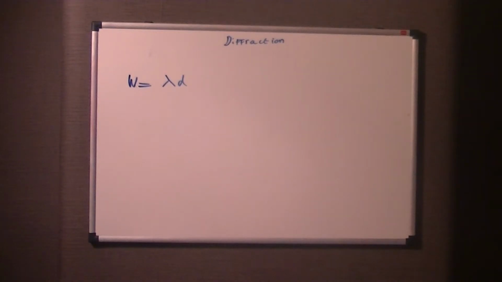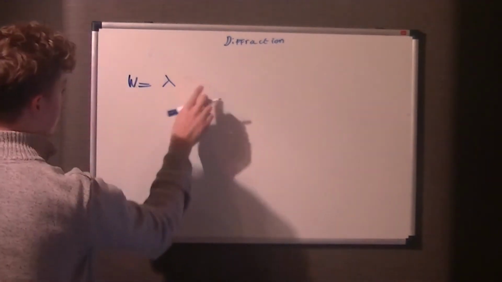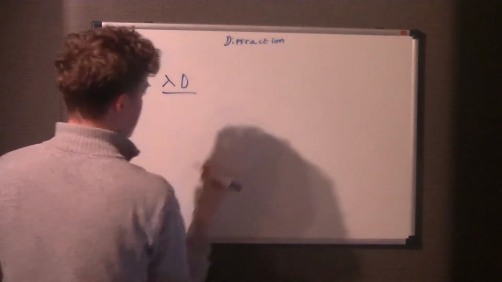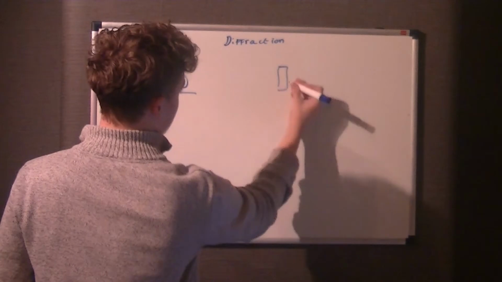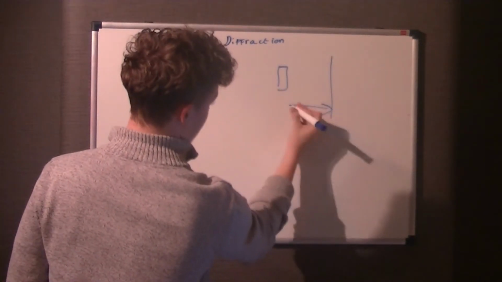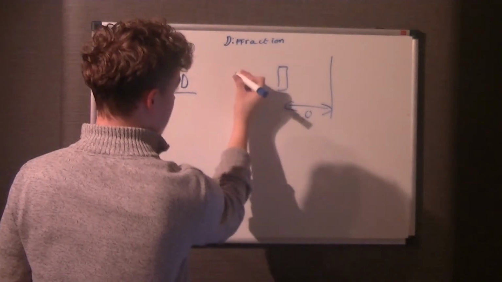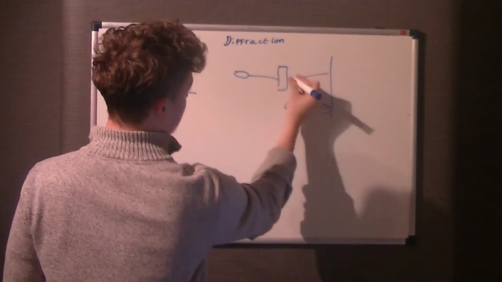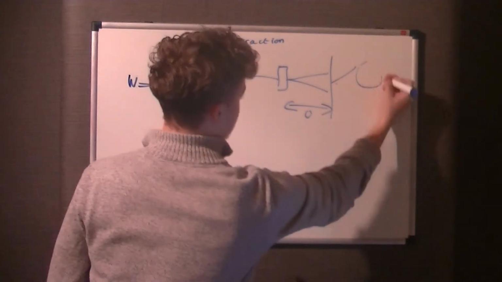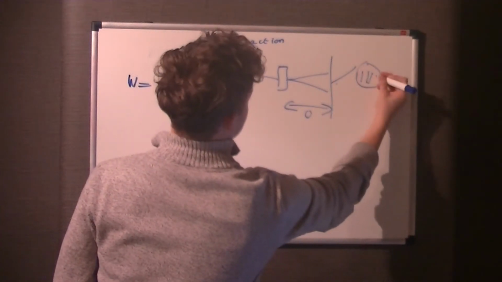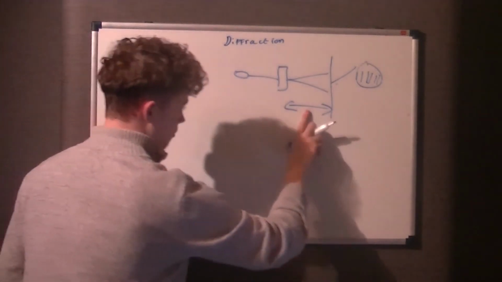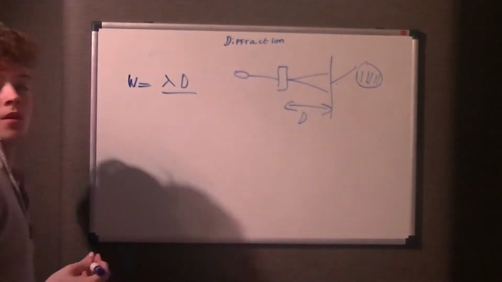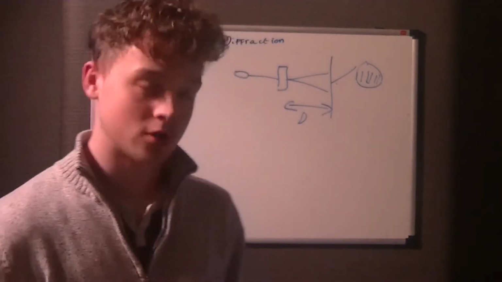Oh no, wait. Sorry. D is the distance to the slits. Sorry, I was going off grating. D is the slit to screen distance. So say that is a slit, that is a screen, that is D. And this is the light source going through here, diffracting into the fringes which you see on the screen. So there we go, that is what D is. So you've got D there.